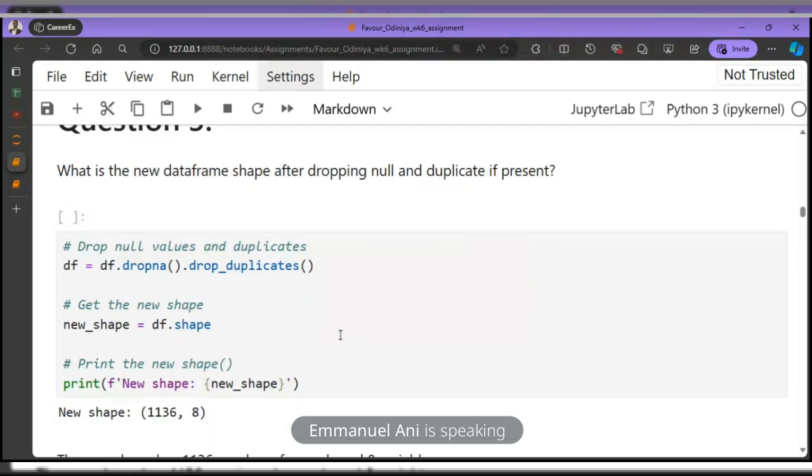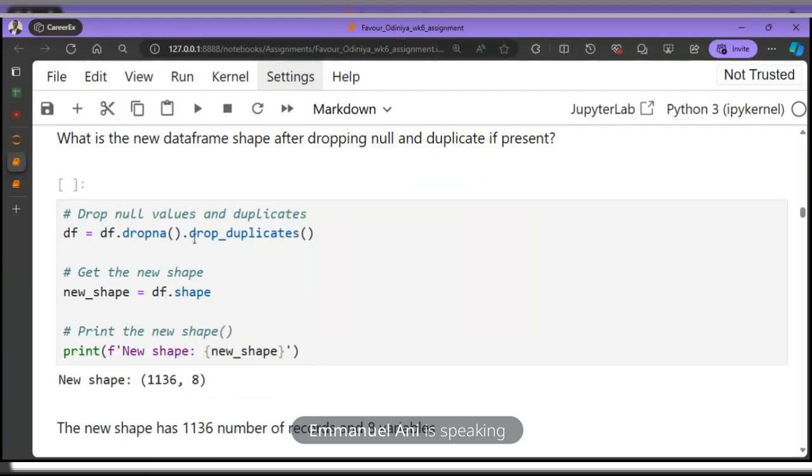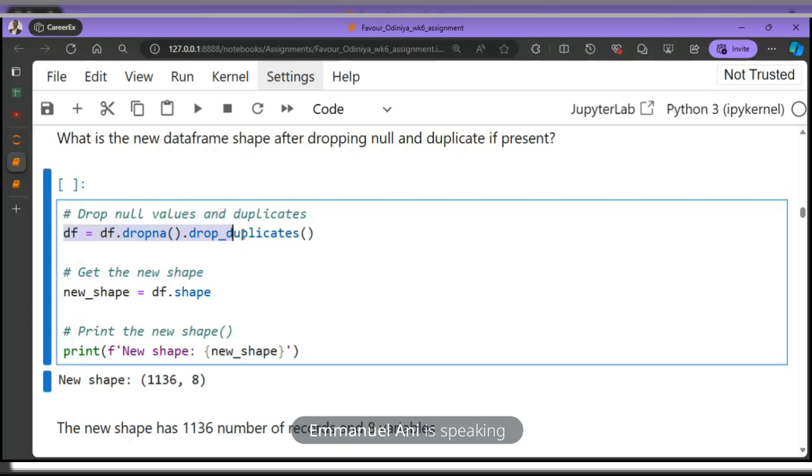So after you dropped your null values and duplicates, using this code, there's a particular assignment I saw that used this syntax without assigning the result to your data frame. So you are not going to be making any change to your data frame if you do it that way. If you're not using inplace or reassigning it to your data frame, you are just doing it in isolation, right? So if you print out your data frame again, you are going to get the same thing that you had before dropping your null and duplicates.